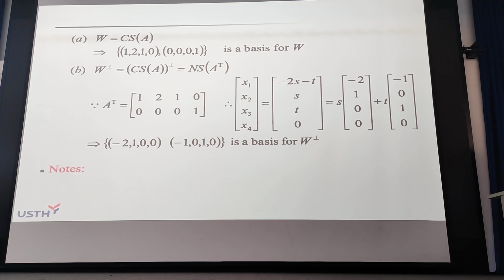So here you should remember once again that this will have dimension 2, and that will have dimension 2, and you can verify that the dimension of W plus the dimension of W perpendicular equals 4. And once again, you can verify that W plus W perpendicular will be R4. That is a direct sum.